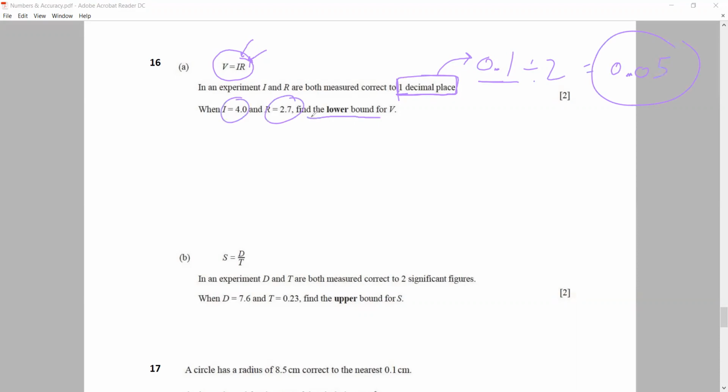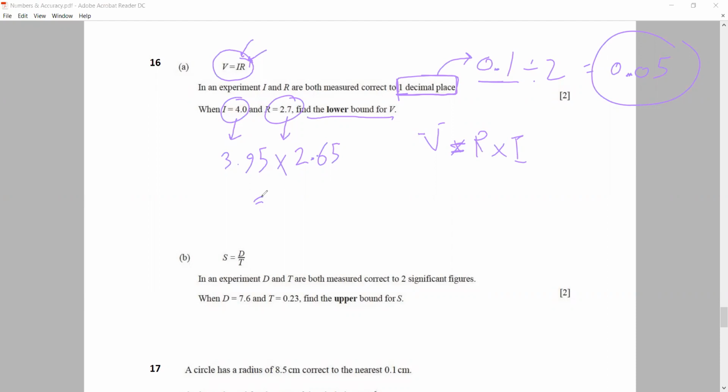So they want the lower bound of V. So I have to find the lower bound of these two numbers, which is 3.95, and this is 2.65, right? Just subtract this from both of them. And since this is multiplication, V is obtained by multiplying R and I. So you just multiply them, right? So there is nothing tricky here.